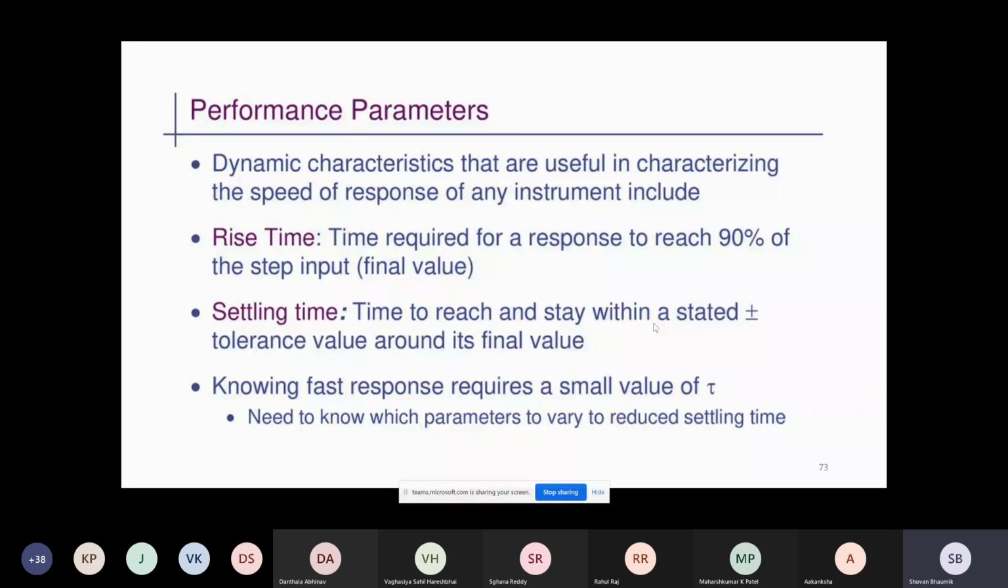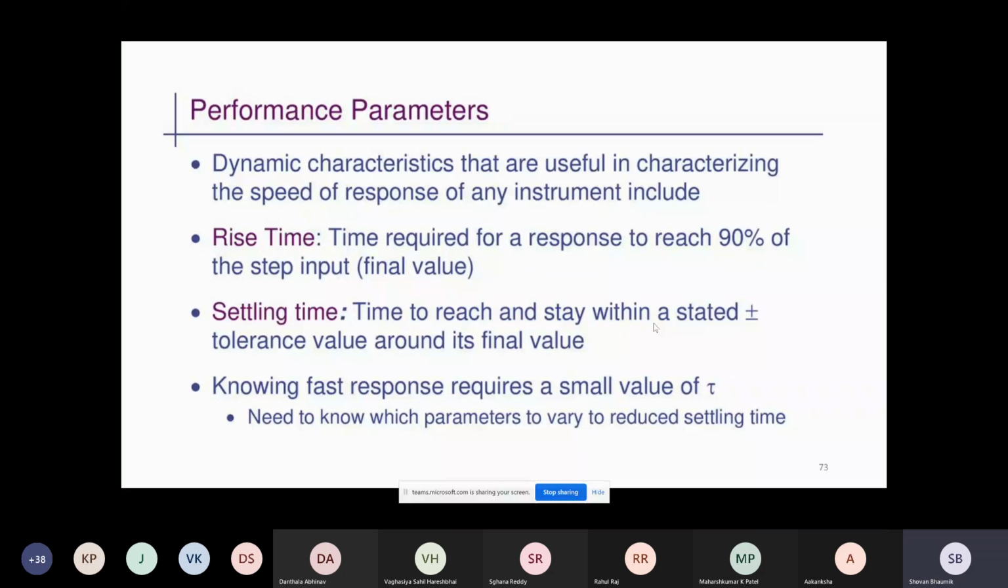We need to know which parameter to reduce for that. Suppose you are designing some measurement system or measuring instrument. Then what is our objective? Suppose the system is first order. We will come to second order later. Then what is our objective? Our objective is to reduce the value of tau.